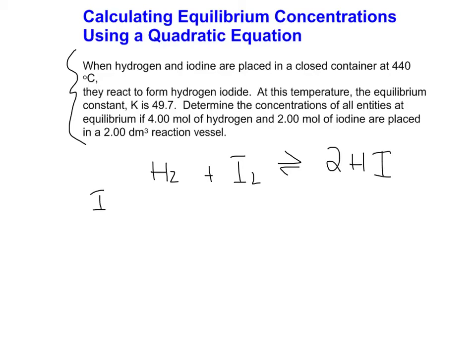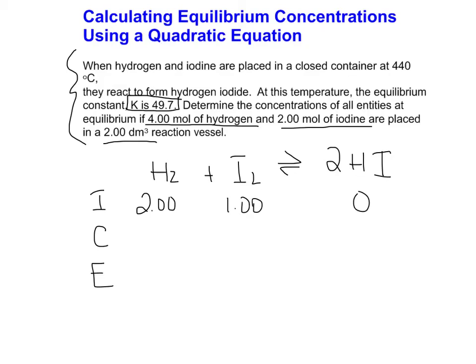And then let's just take our information from our problem and start setting up our ICE table. So it says we've got a K, and then determine all the concentrations at equilibrium if 4 moles of hydrogen and 2 moles of iodine are placed in a 2-liter flask. So the concentration of hydrogen is going to be 4 divided by 2, or 2.00 initially. Our iodine is 2 divided by 2, so that's going to be 1.00, and our HI is 0.